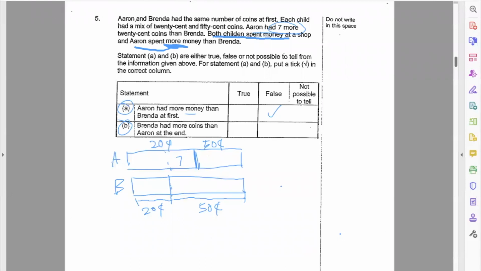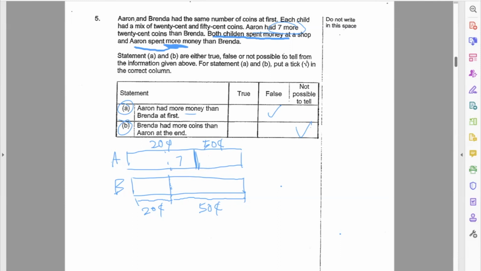Let's test a scenario where this statement is false, and test if there's another scenario where this statement can also be true. If we can have two scenarios where the statement can be false and can also be true, then the answer will be not possible to tell. So let's test it out. Can we have a scenario where both spent the same number of coins and Aaron still spent more money than Brenda?